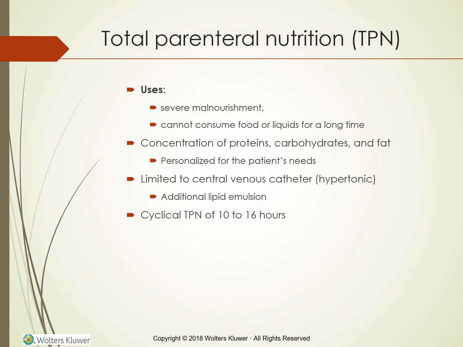Total parenteral nutrition. The provider may order total parenteral nutrition for a client who is severely malnourished or cannot consume food or liquids for a long time. TPN, as it's called, uses a solution of nutrients to meet the client's caloric and nutritional needs. The composition of a TPN solution is individualized according to the client's nutritional requirements and medical condition. Because concentrations of protein, carbohydrate, and fat are standard in standard volumes, however, individualization is somewhat limited.